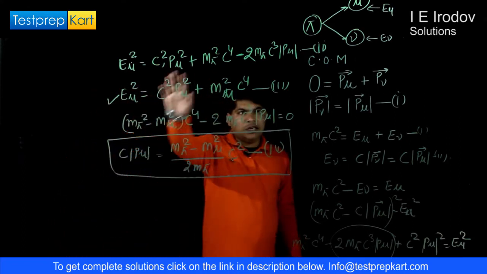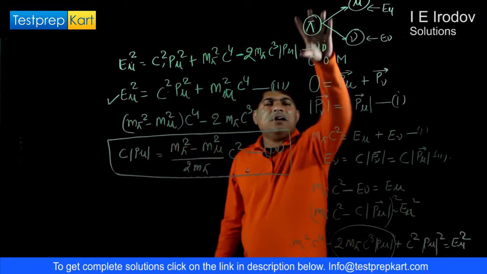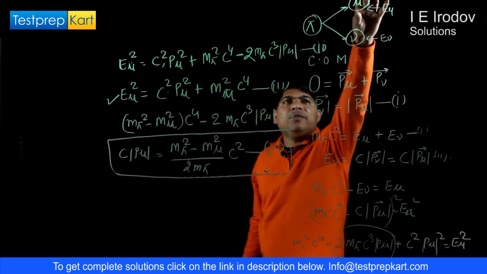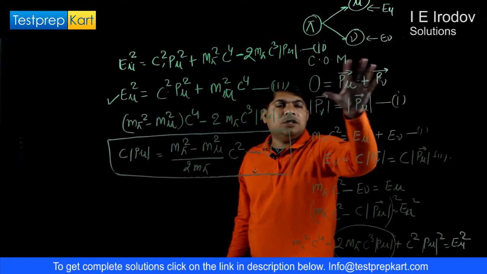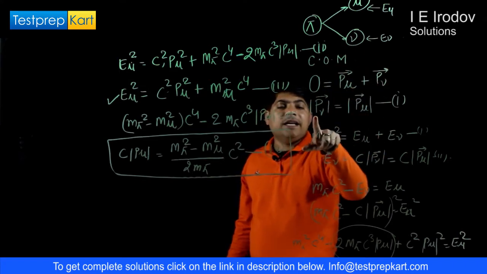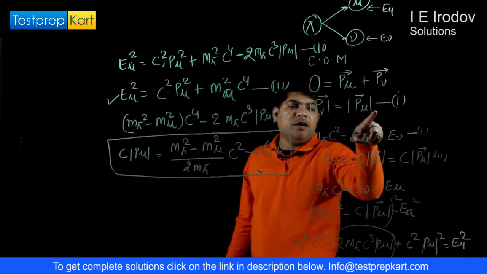So let me just repeat this process as it got a bit complicated. That one pion is getting disintegrated into two parts, one muon and one neutrino. So first we applied conservation of momentum. From there we have got that magnitude of momentum of neutrino is equal to momentum of muon.